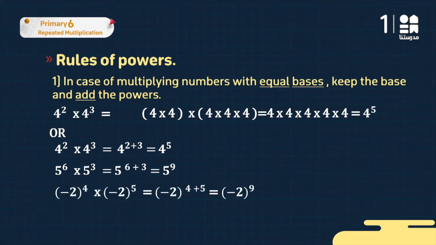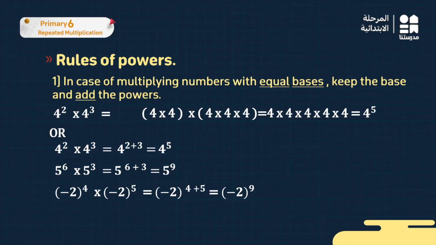If I have a negative base, it is not going to change anything. I will do the same rule. I have a negative base times the same base, negative 2. So negative 2 to the power of 4 times negative 2 to the power of 5. I will take my base, which is negative 2, and add my powers. So I will add 4 plus 5, which gives me 9. So my number will be negative 2 to the power of 9.